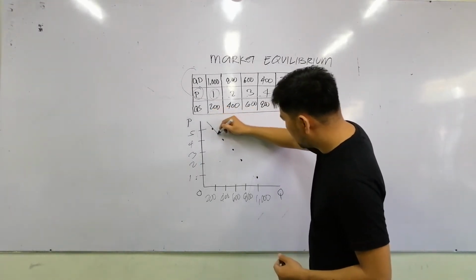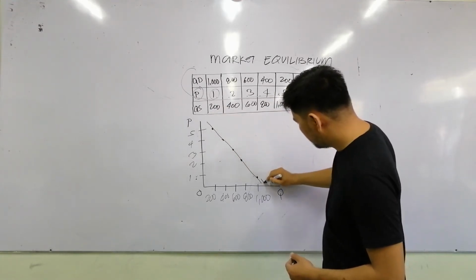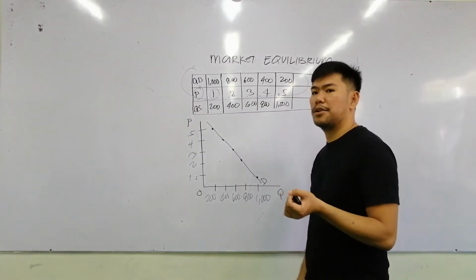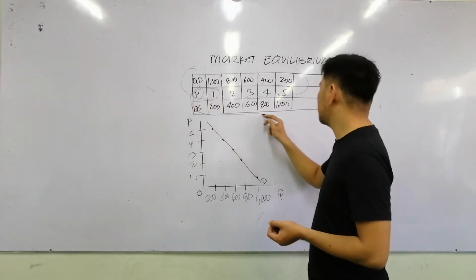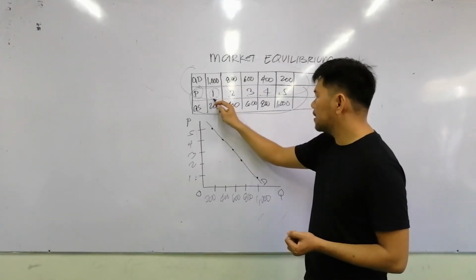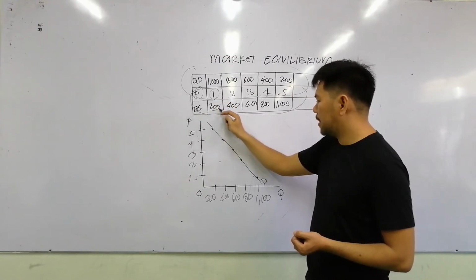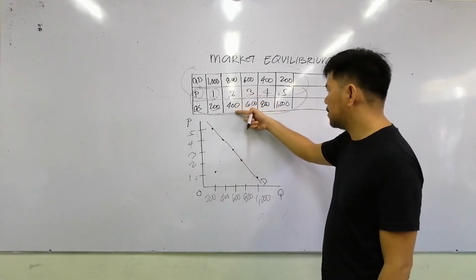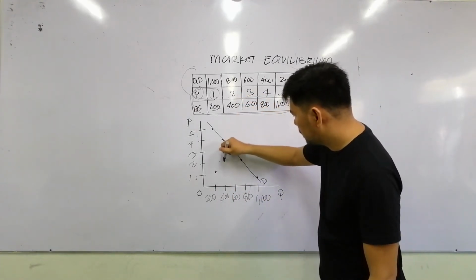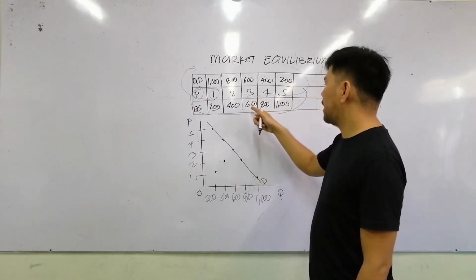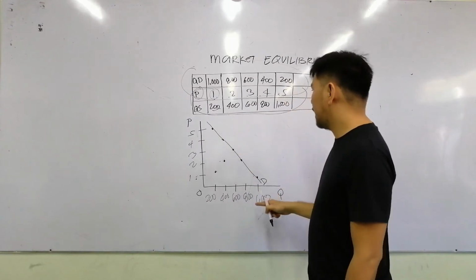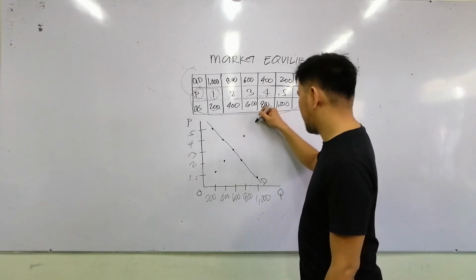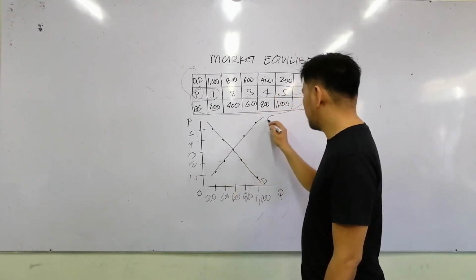So we connect those points to have our demand curve. This is your D. Next, we are going to plot your supply. When the price is 1, the seller would offer 200. When the price is 2, the seller will offer 400. The seller will offer 600 when the price is 3, 800 when the price is 4, and 1,000 when the price is 5. Let's connect that, so you have your supply curve.